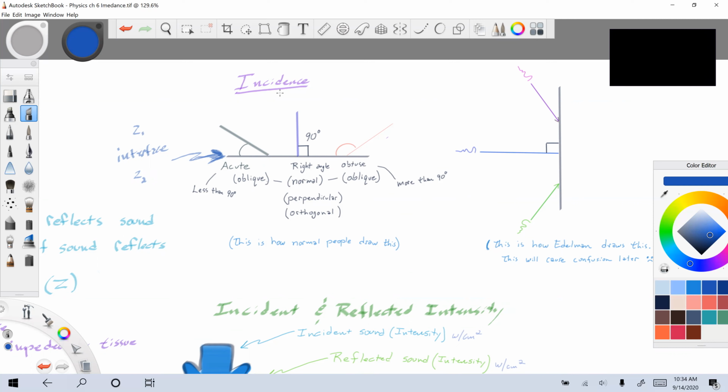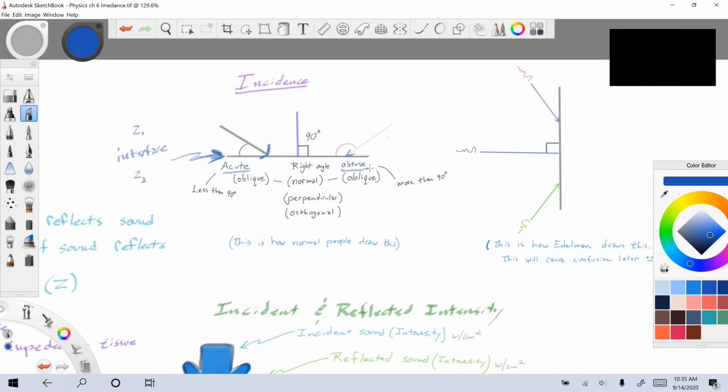Okay, so one direction, this could be coming in. As the sound's coming in this direction, it hits the interface at an acute angle. Acute is less than 90 degrees. We could jump over to the other side. This one is coming in from another direction. That is an obtuse angle, greater than 90 degrees.